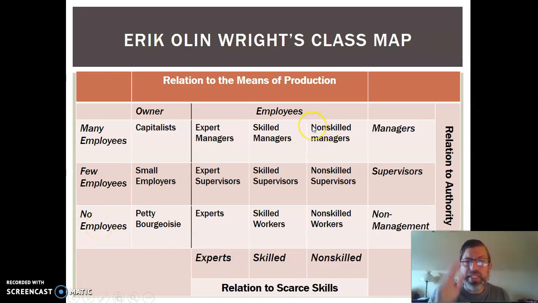And then you can slice up those who are employees by their relationship to authority and their relationship to scarce skills. Right? So we can think about those expert managers like doctors who are in control of their work and are often controlling other people's work as well. And we can think about those non-skilled workers who are janitors and all of the different layers in between. So you should really, for example, take those jobs that exist within a hospital and place them inside of this class map, and we can think through exactly who gets located where inside of these class relations.